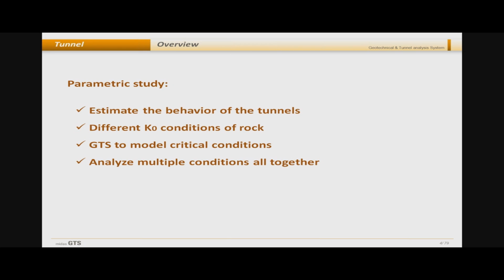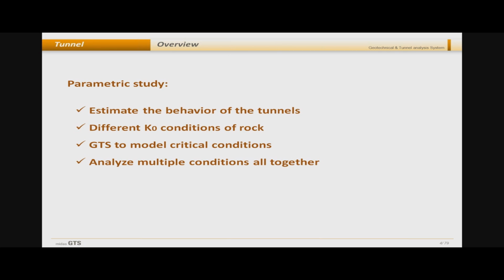So as we know, parametric study is the first step for tunnel design and analysis. When we start the design of tunnels, we want to estimate the behavior of the tunnels under different K-naught conditions of the rock. K-naught is the initial stress parameter of the rock. It's not very easy to get it from field tests or lab tests. That's why we want to use finite element software like GTS to model these critical conditions. So what we do is assume different K-naught values to simulate different rock conditions.